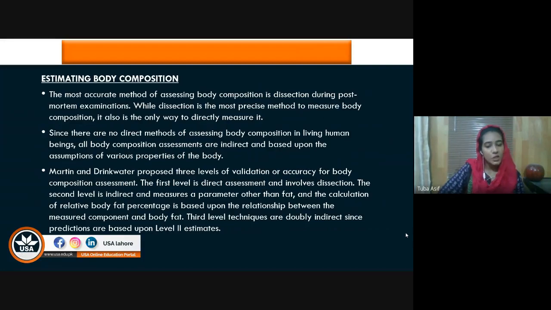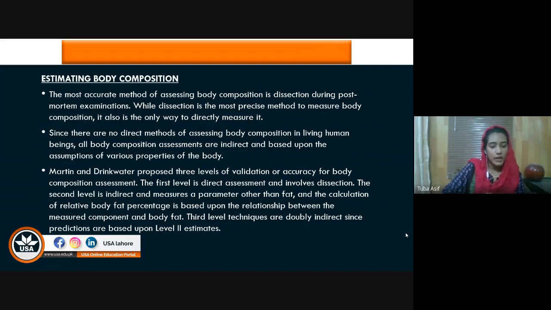While a dissection is the most precise and accurate method to measure body composition, it is the only true way of measuring it directly. Since there is no direct method for assessing body composition in living beings, all body composition assessments are indirect and are based upon assumptions of various properties of the body.